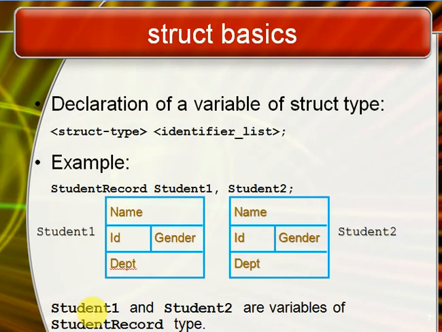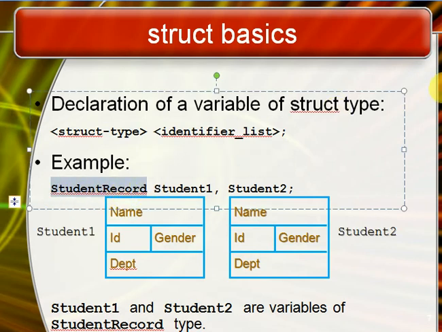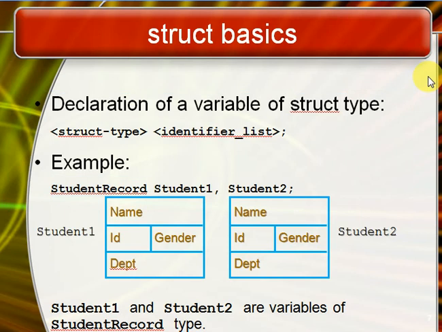Now the declaration of a variable of struct type, that is, struct type identifier list terminated with a semicolon. For example, for the structure student record, we write student1, student2. It is a user defined structure, that is, student record. Student1 and student2 are two objects of this structure. Student1 is holding the same information contained in the structure, and student2 is also holding the same information contained in the structure. So student1 and student2 are variables of student record type.